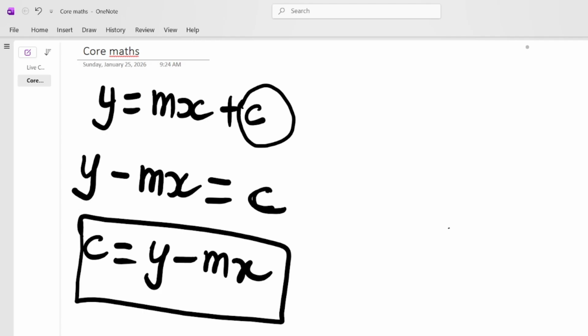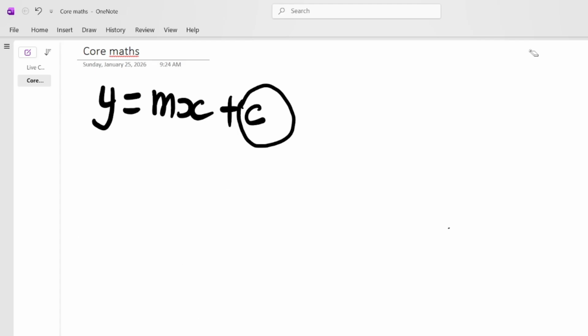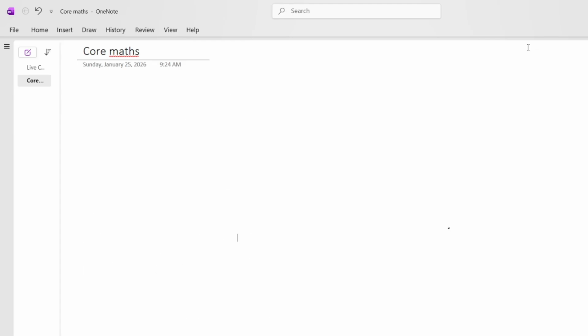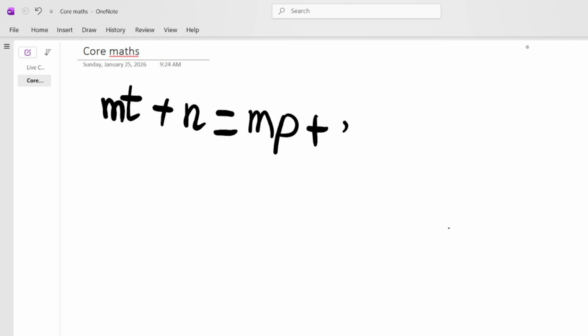Let's look at another example, a more appropriate example that we can use to solidify this understanding. Okay, so we have mt plus n equals to mp plus q. So we are going to make various things the subjects here.